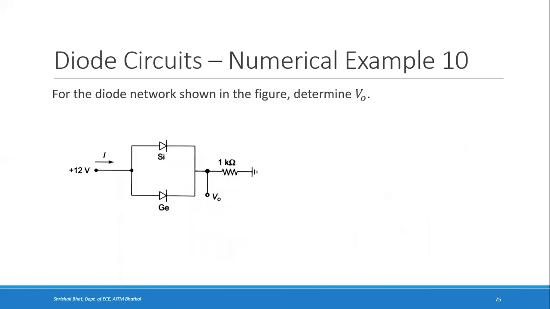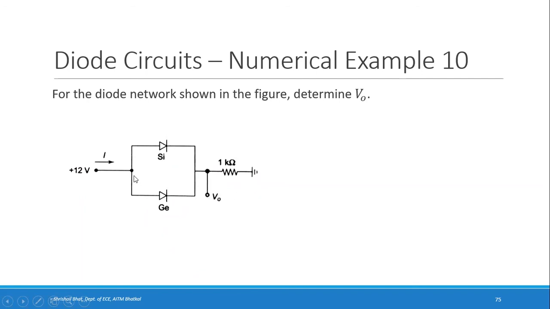There is another one, a last one. For the diode network, determine V naught. This is similar to what we have solved previously. There is an input voltage here, 12 volts. There is a current I which is flowing, and two diodes are in parallel, like we have seen previously, silicon and germanium diode. And you are asked to find the voltage here, that means the voltage from here to ground.